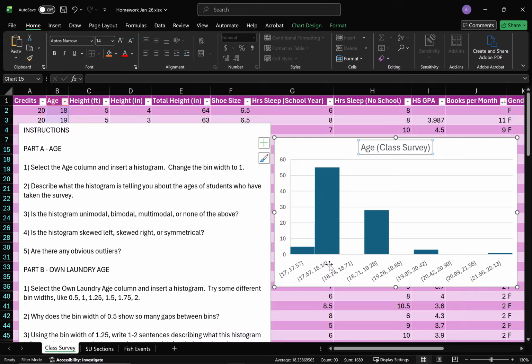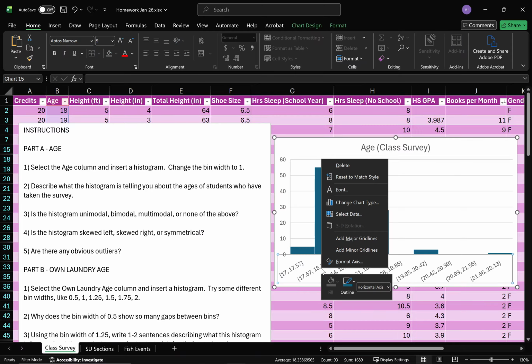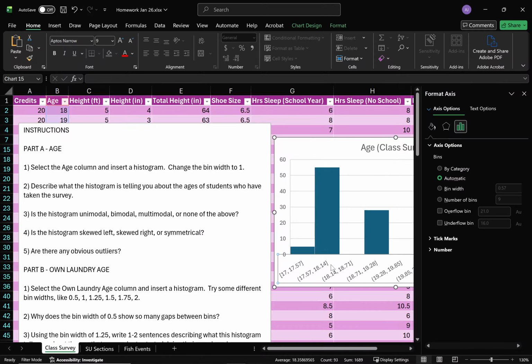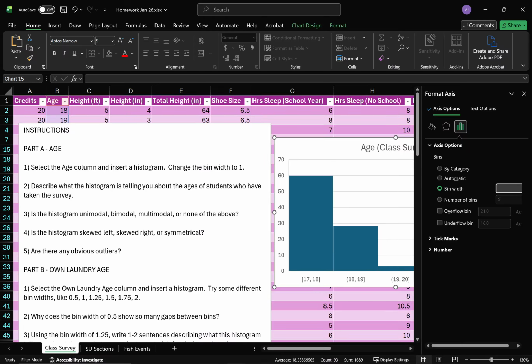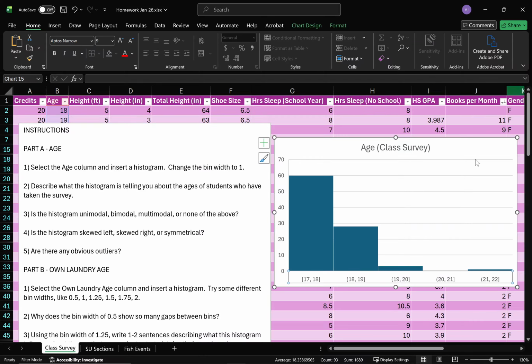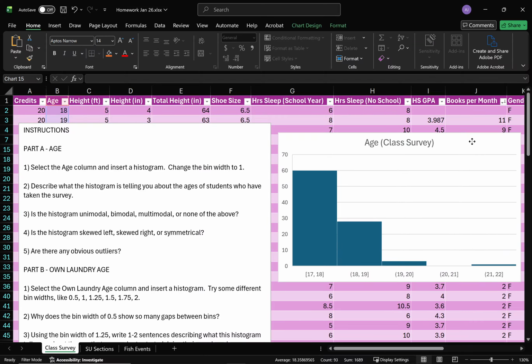All right, and now we are going to change the bin width to 1. So you're going to right click right on the numbers in the bins and do format axis, and then select bin width and change that to 1. Okay, so when we do that, it looks quite different.